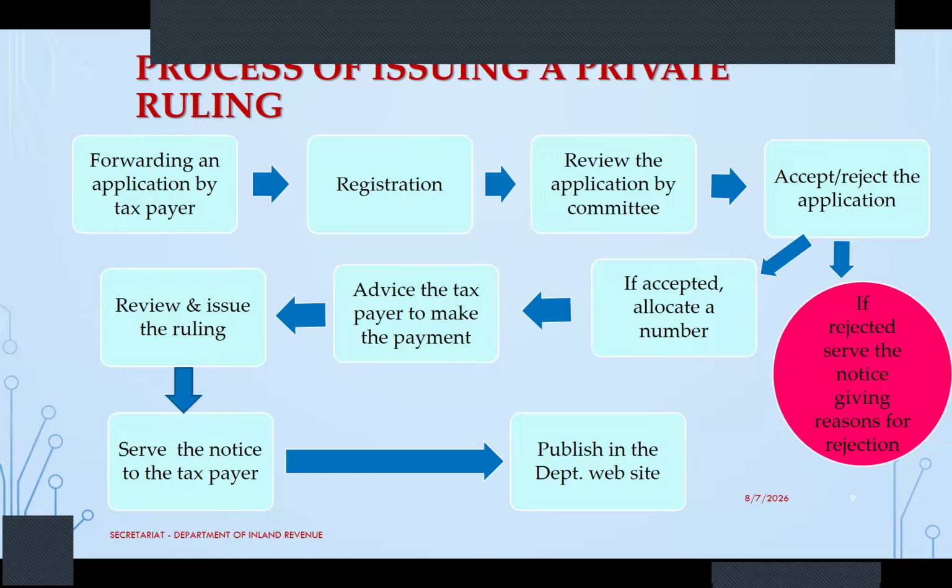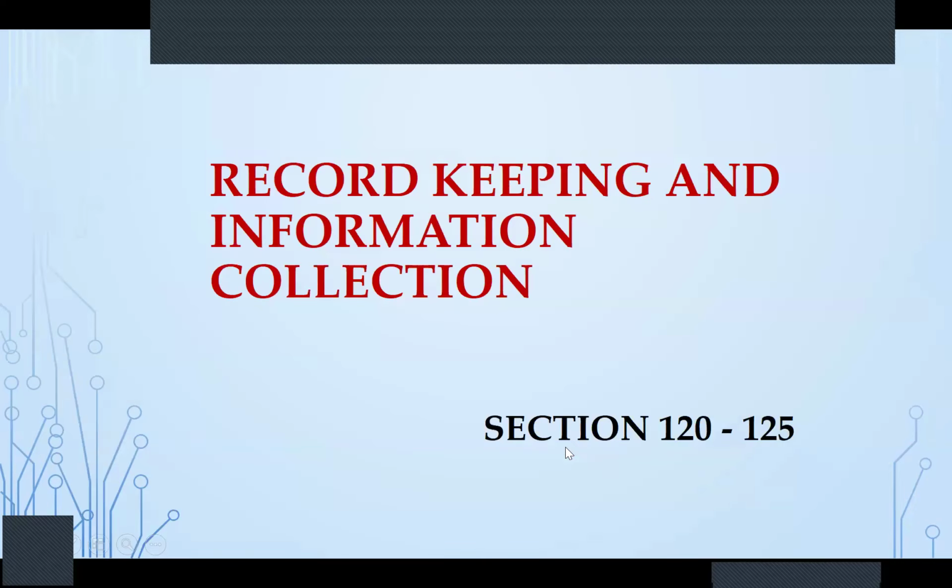If it is relevant for other taxpayers also, we can generalize that issue, not the taxpayer's details. Without the taxpayer's details or identification, by generalizing it, we can issue it: if this kind of situation happens, this is tax liable, like that. That kind of generalized interpretation can be published on the department website. So this is the process of issuing private rulings.